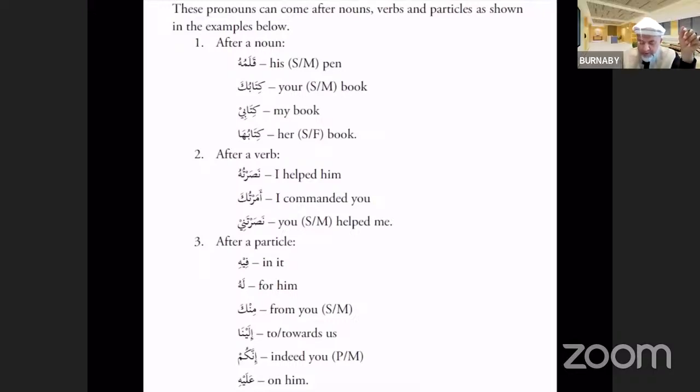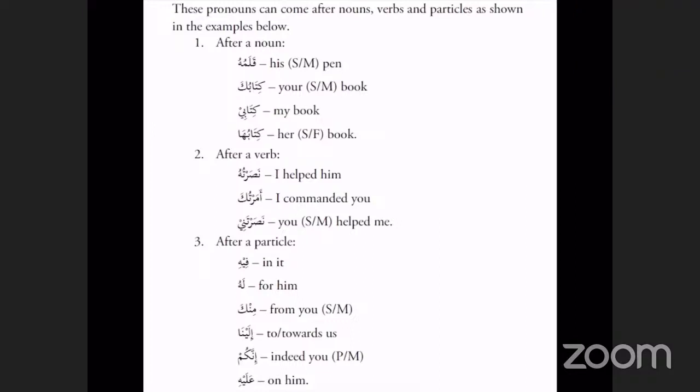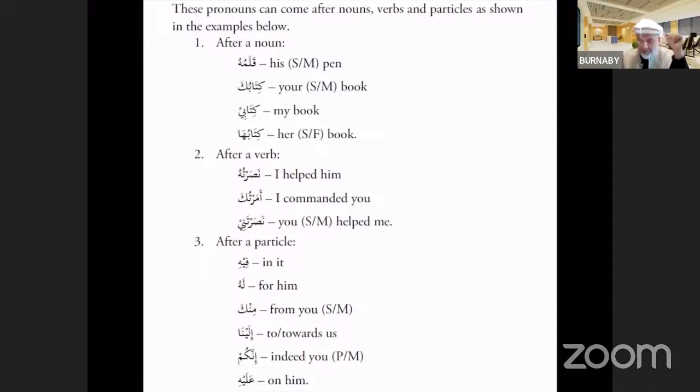You see, this is when they combine with the regular noun, that it gives them this: his book, your book, my book. And we have done this in the previous session. When they come after the verb, Nasartuhu, I helped him. Amartuka, I commanded you. Since we are not dealing with the verb right now, I don't want to focus too much. But look at the particle. Particle means the preposition. Fi, lahu, minka, ilayna, innakum, alayhi. You see what happened here?